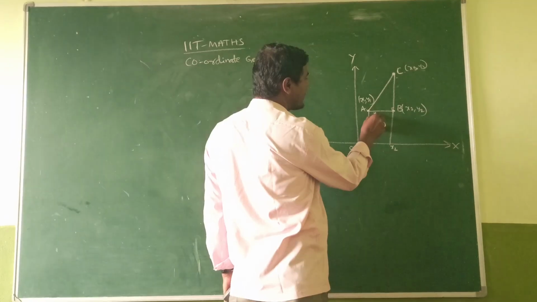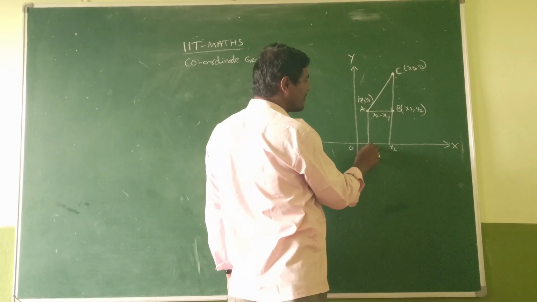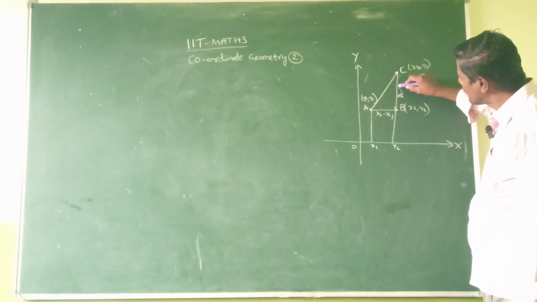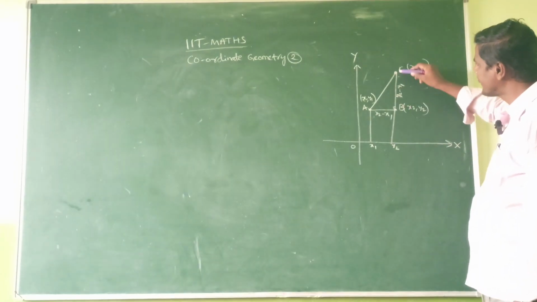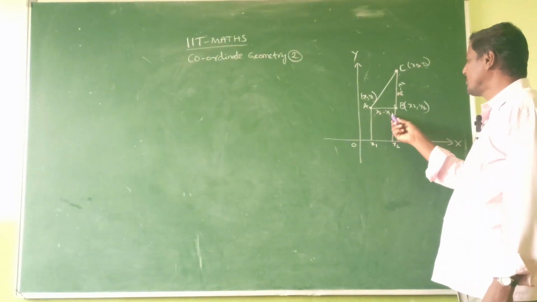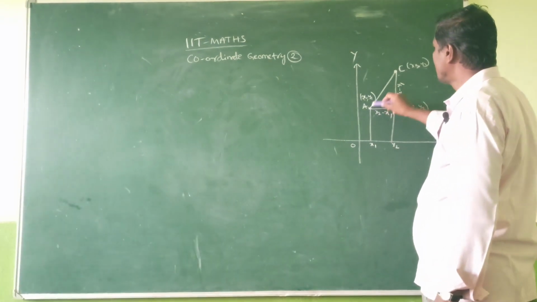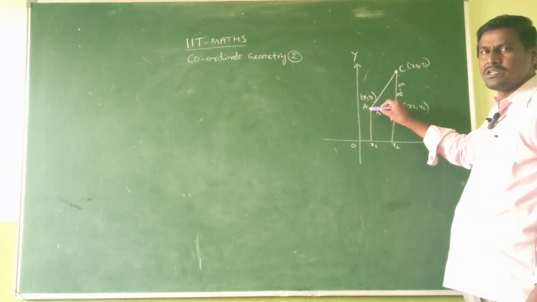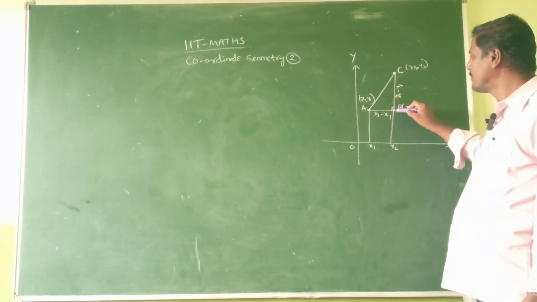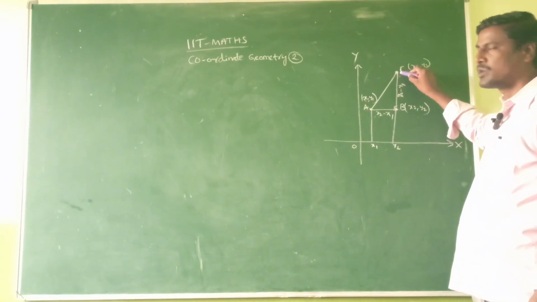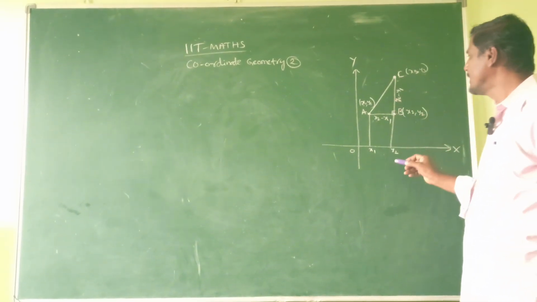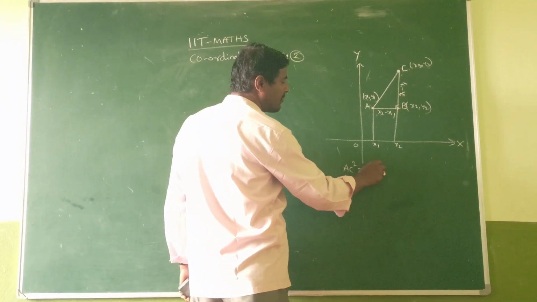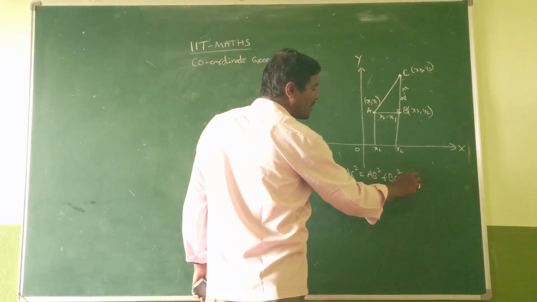From this point to this point, the distance is x2 minus x1, and this is y2 minus y1. Now we know the Pythagoras theorem. In a right angle triangle, the square of the hypotenuse is equal to the sum of the squares of the other two sides. Using that, AC square equals AB square plus BC square by the Pythagoras theorem.